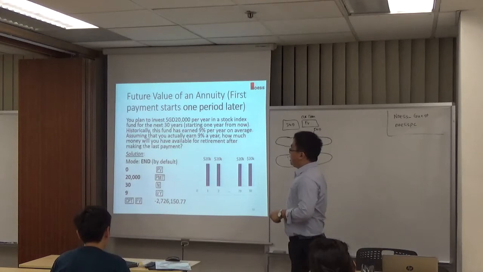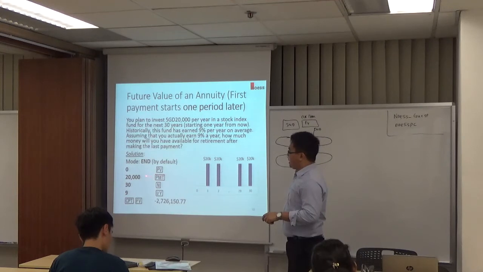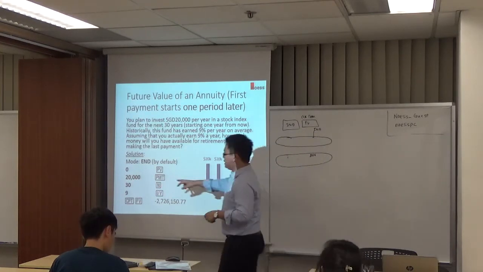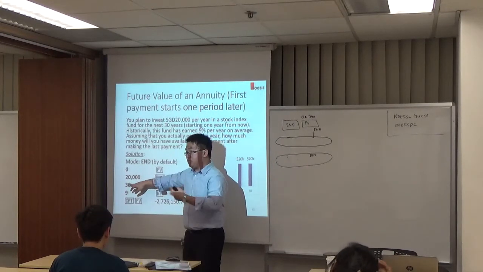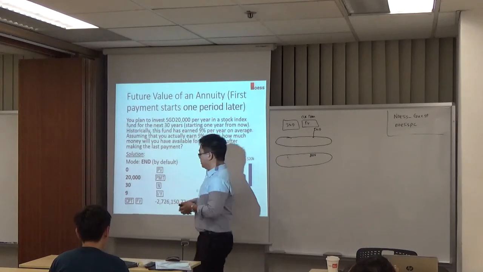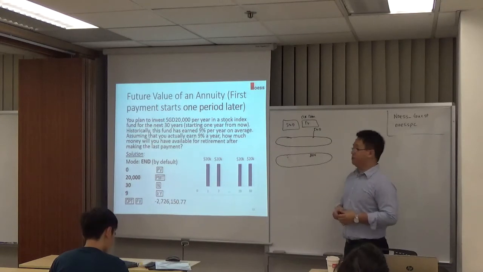Now, after making all the payments, what you need to do here is put 0 as PV, because you're not investing any money today. The 20,000 is repetitive, so you put 20,000 and save it into PMT. Then 30, for 30 years, and put it as N. Of course, the calculator will treat this as 30 times $20,000. Interest rate will be 9. Then you compute your FV.